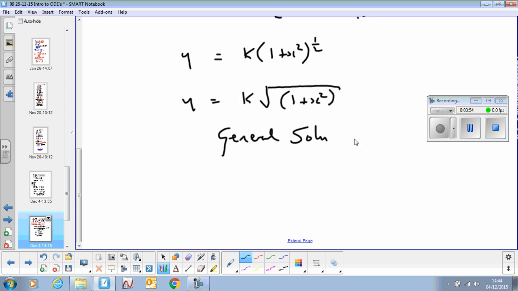General solution because we don't know what k is, and so in the next video I'm going to talk about how to find out what k is by putting in our initial conditions or our boundary conditions.